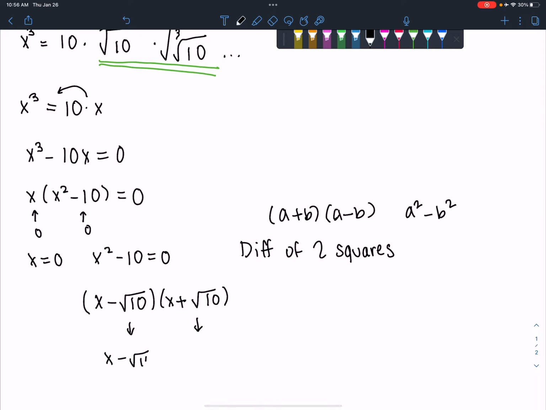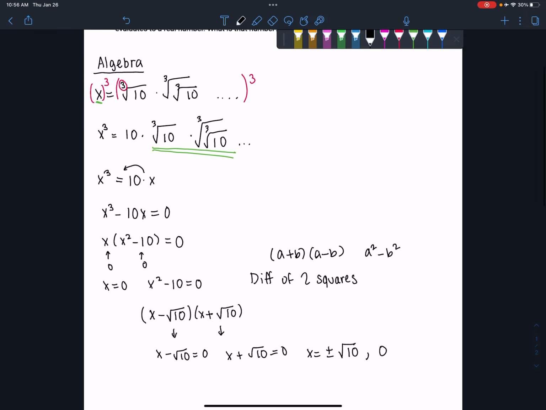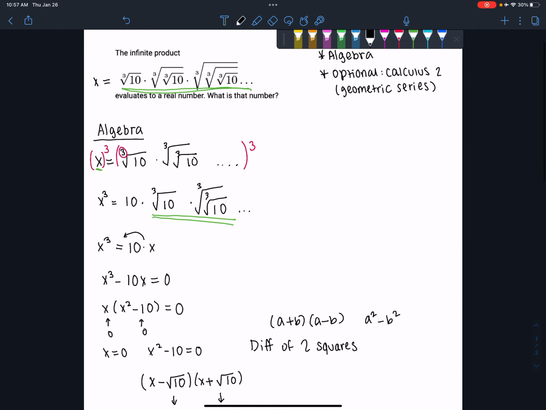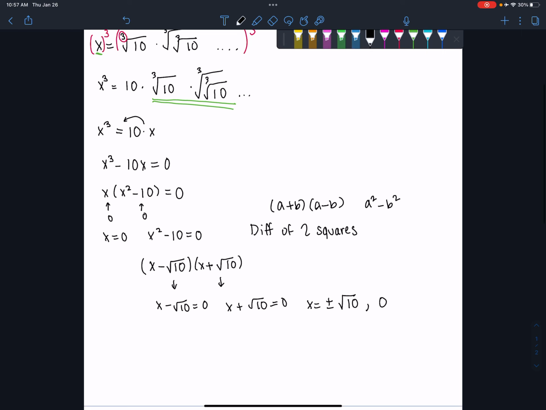which means that x minus root 10 equals 0, x plus root 10 equals 0, which makes x equal to plus or minus root 10, and 0. However, let's consider that we're looking for the infinite product. These numbers are all positive, right? A square root can't be, or a cube root can't be negative unless it's imaginary. So we can say that negative square root of 10 doesn't really make sense, and 0 also doesn't really make sense. So we can say the final answer is going to be the square root of 10. So that's the algebraic method.